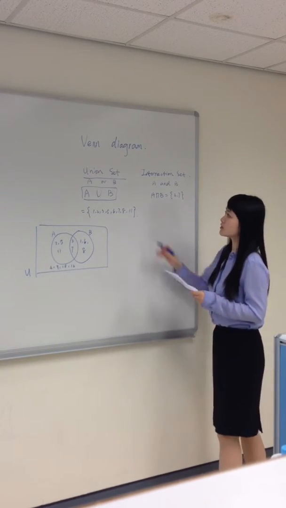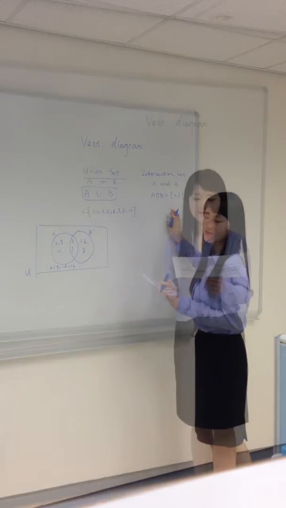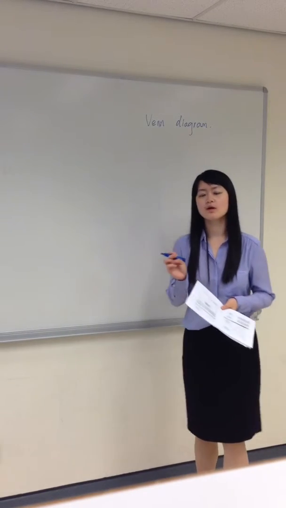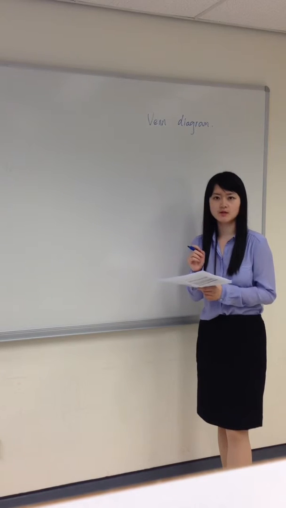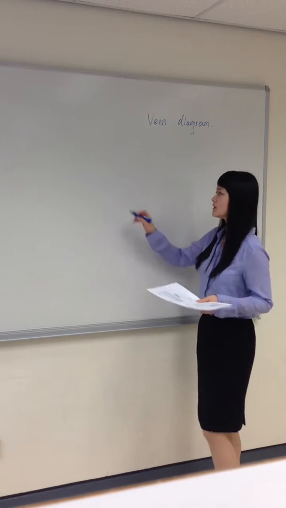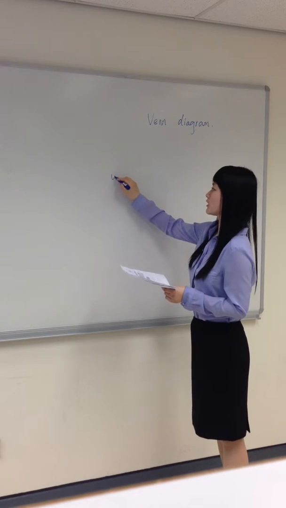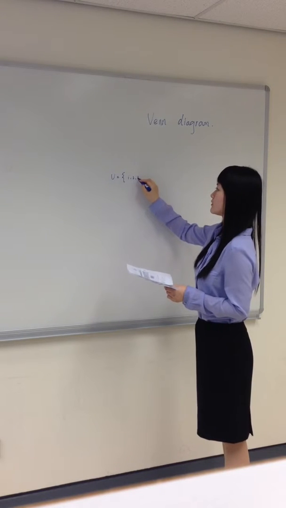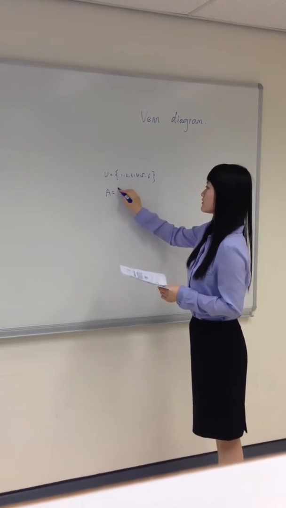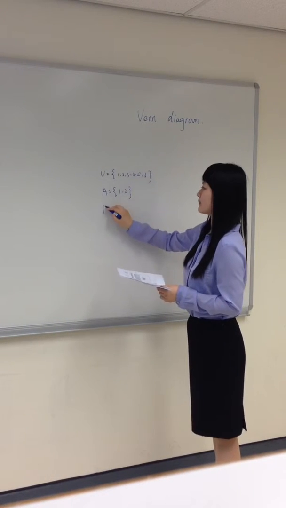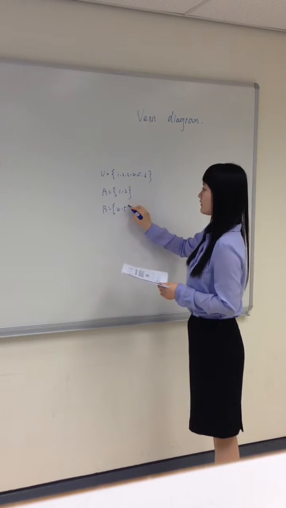Okay, that is union set and intersection set. Okay, then what about 2 sets that do not have anything in common? What are these sets called? If there's a case where U consists of 1, 2, 3, 4, 5, 6, and set A consists of 1, 2, set B consists of 4 and 5.